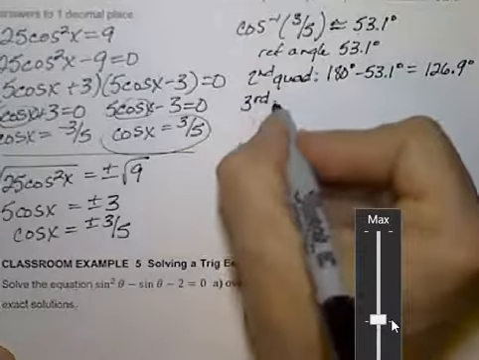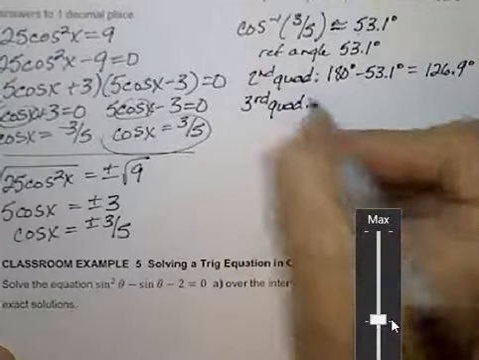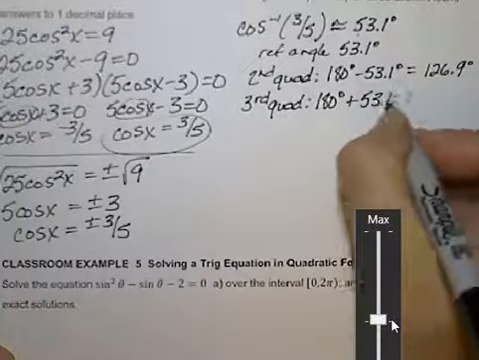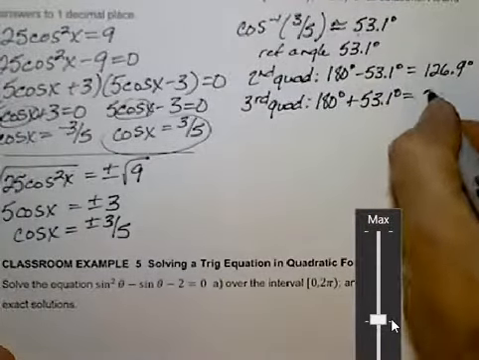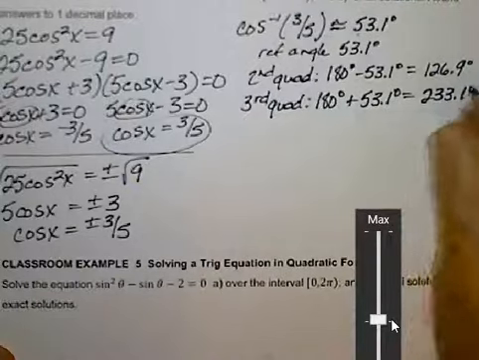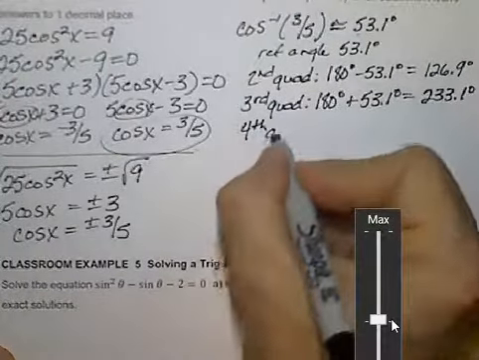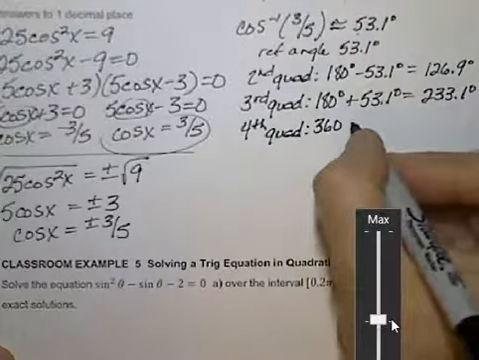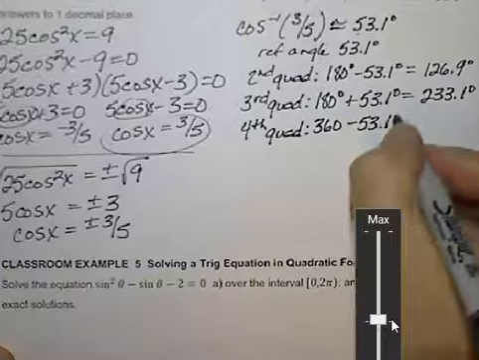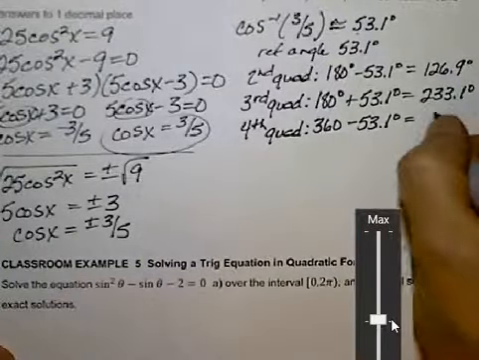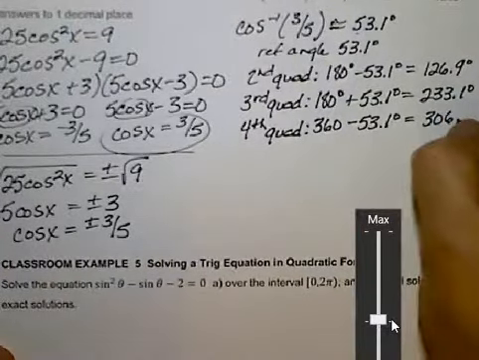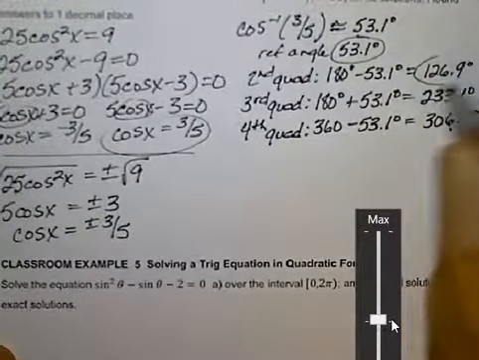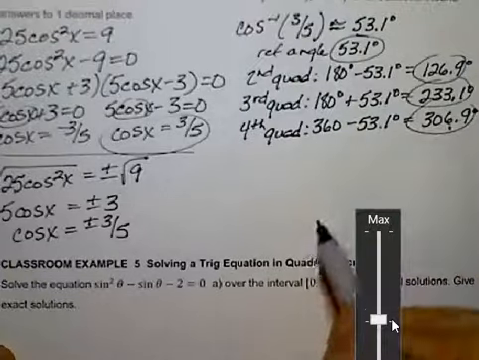For the third quadrant, we're going to take 180 degrees plus our reference angle, and that gives us 233.1 degrees. For the fourth quadrant, we would take 360 degrees minus the 53.1, and that gives us 306.9 degrees. This gives us the solutions in all 4 quadrants. So first quadrant, second quadrant, third quadrant, and fourth quadrant.